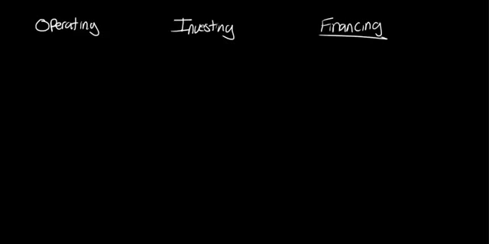All right, before we get started on actually preparing the statement of cash flow, let's talk a little bit about it. The statement of cash flow has three major sections: the operating section, the investing section, and the financing section. And if you think about it, these are the three major activities of any company.